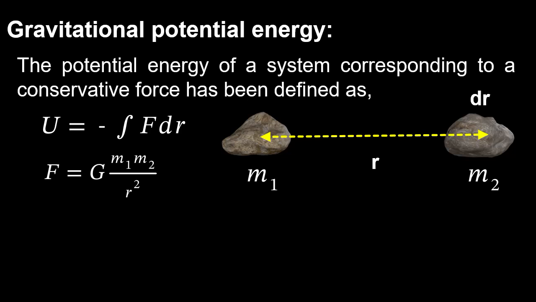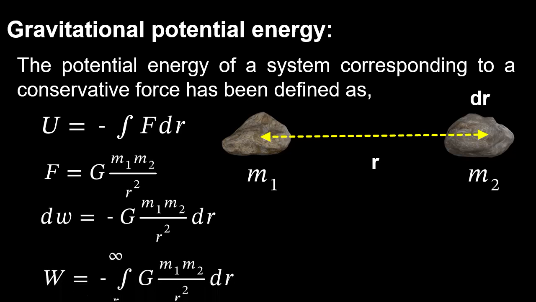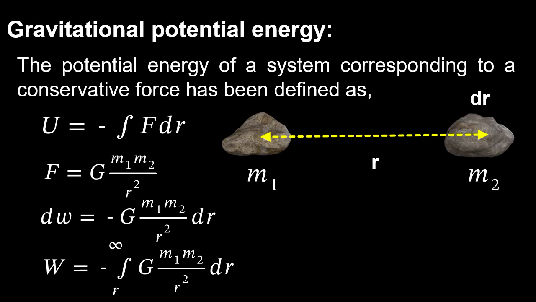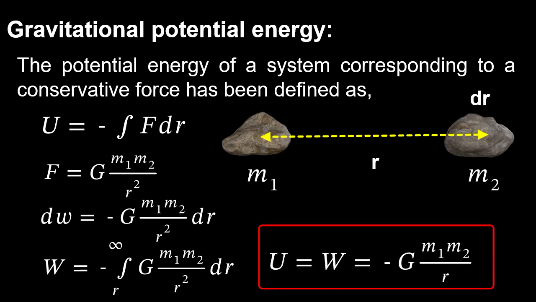If m2 is moved by a small displacement dr, then the work done by the gravitational force is dW equals minus G m1 m2 by r square dr. Thus, work done for moving from infinity to r, W equals minus integration from r to infinity, G m1 m2 by r square dr. Therefore, potential energy U equals W equals minus G m1 m2 by r.